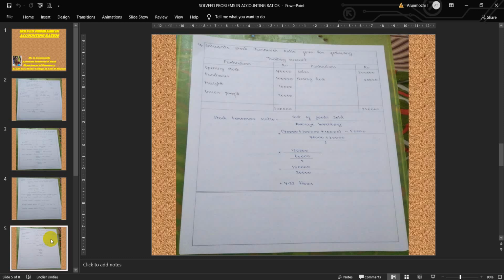Cost of goods sold is 40,000, opening stock, plus your purchases, that is 1 lakh, plus 10,000 which is your freight, then minus closing stock 20,000, divided by 40,000 plus 20,000 divided by 2, that is your average inventory. Opening plus closing divided by 2. Then with the simplification you get 13,000 divided by 60,000 by 2, that is equal to 13,000 divided by 30,000, you get 4.33 times.